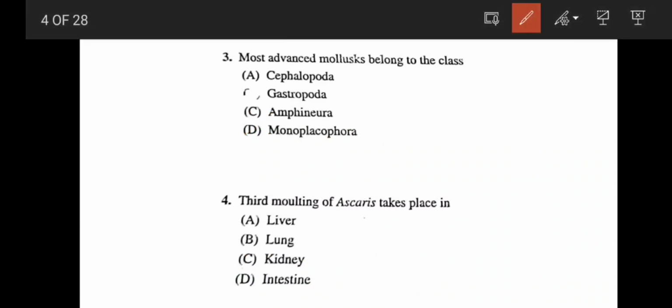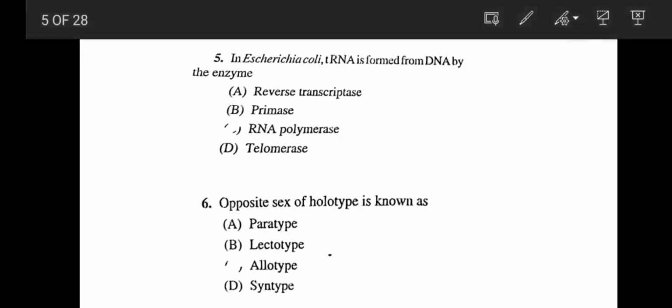Coming to the third question, most advanced mollusks belong to which class? The most advanced mollusks belong to class Cephalopoda. Next, the third molting of Ascaris takes place in the lung. Coming to the fifth question, in Escherichia coli, the tRNA is formed from the DNA by which enzyme? Whenever they are asking about tRNA formation, obviously it would be RNA polymerase 3. So here the correct answer would be option C, RNA polymerase. Now, the opposite sex of the holotype is known as the allotype.